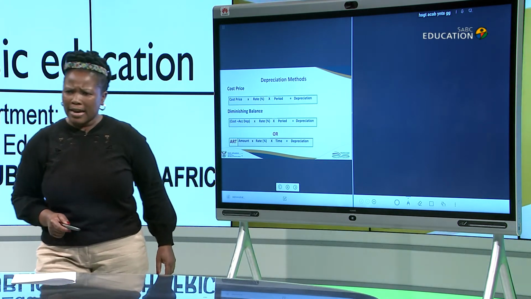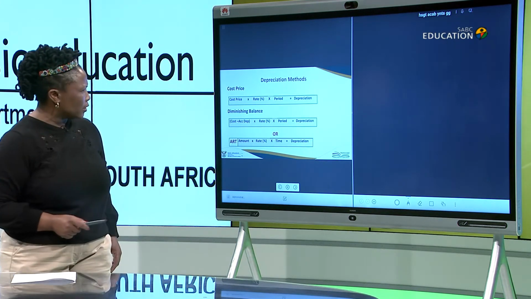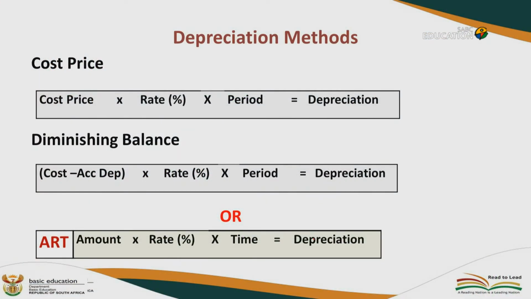I want us now to look at the depreciation methods. There are two methods of depreciation. You have the cost price, which is the simple one, the standard one, and your diminishing balance method. When you use the cost price method to calculate the depreciation, this is going to be your standard formula.